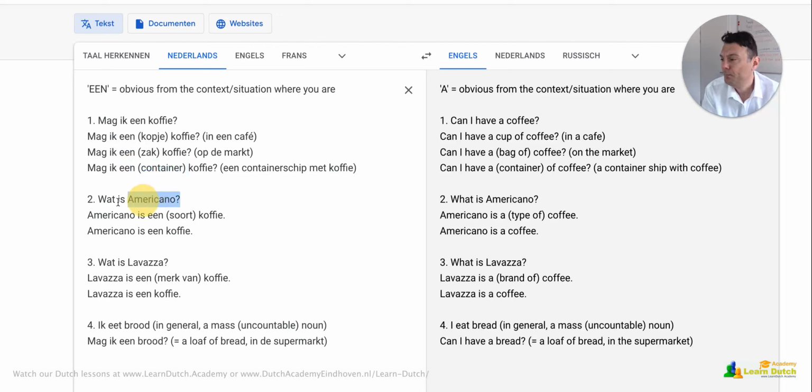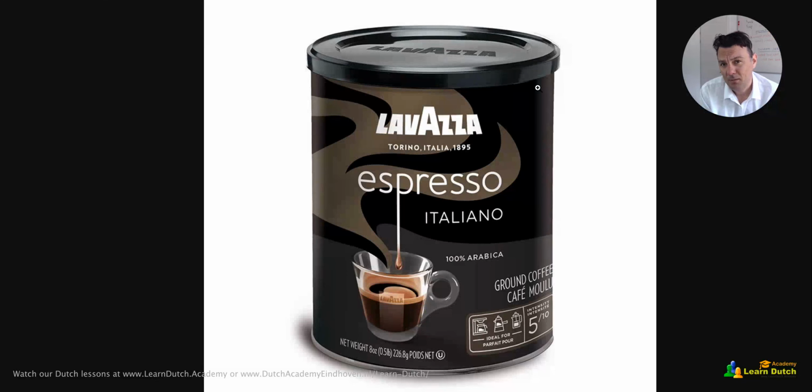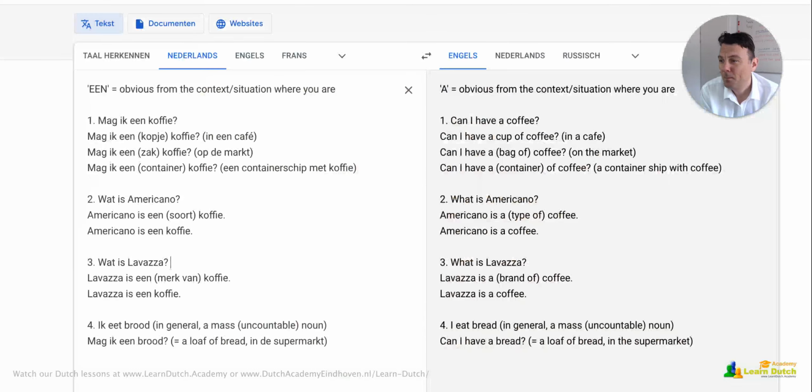Another example. What is Americano? Now you can say Americano is een soort koffie. But you can also say Americano is een koffie. But it should be obvious from the context that I'm talking about een soort, which is a type of coffee. Another example. What is Lavazza? I hope my Italian pronunciation sounds good to you. This is my favorite coffee, espresso Lavazza. So, Lavazza is een merk van koffie, which is a brand of coffee. Or you can say as well, Lavazza is een koffie. But again, it should be obvious from the context that I'm talking not about a type of coffee, but about a brand.